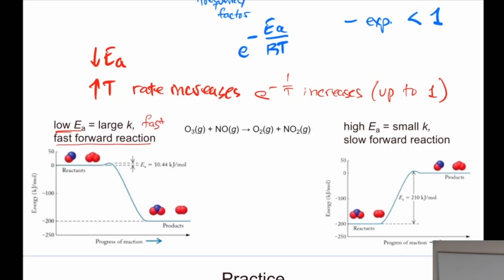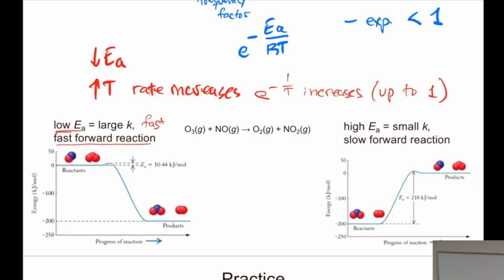Fast forward reaction. Now, let's be specific. We're talking about forward reactions and reverse reactions, because when we get to the next chapter, equilibrium, the reactions can go forward and backwards. Gone are the days when any reaction that we look at in this class only goes in the forward direction. Not anymore. So here's a simple reaction. This is one of the photochemical smog reactions that we have.